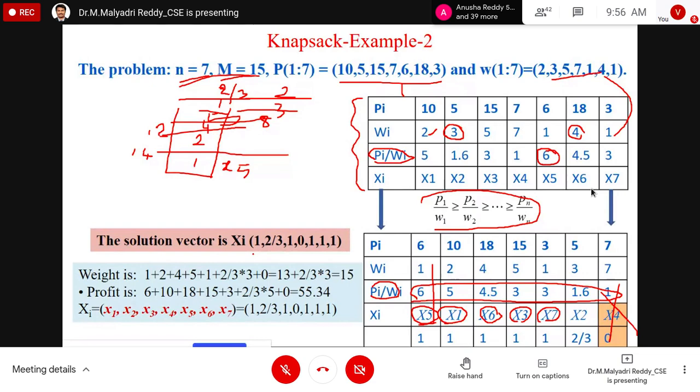So what is the solution vector? X1 is 1, X2 is 2 by 3, X3 is 1, X4 is 0 (not selected), X5 is 1, and all the remaining are 1 unit. You will get the sum of Wi Xi. The profit is the sum of all the profits, which is 55.34. Finally by using this vector I will get 55.34.